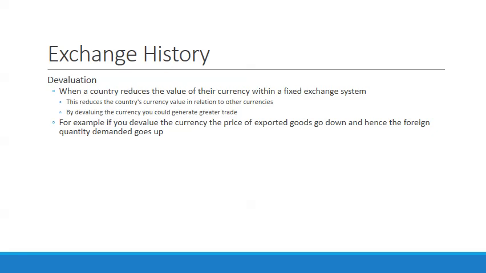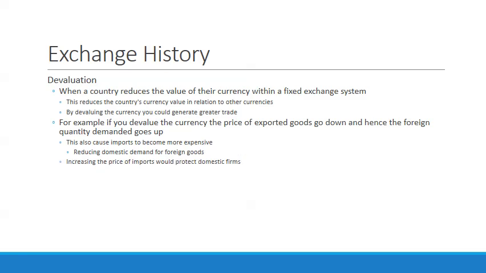So you can think about it like this. When you devalue the currency, the domestic price will fall. And when the domestic price falls, that increases the demand for those goods in foreign countries. This also causes imports to become more expensive from the same perspective. If the value of our currency falls, then all of a sudden items coming in from other countries are more expensive. They're more valuable. So that would reduce the domestic demand for foreign goods.